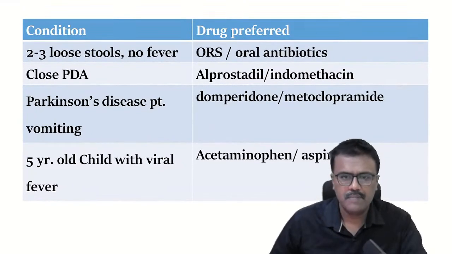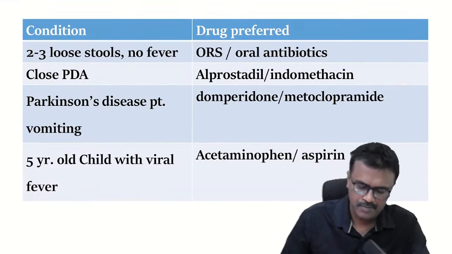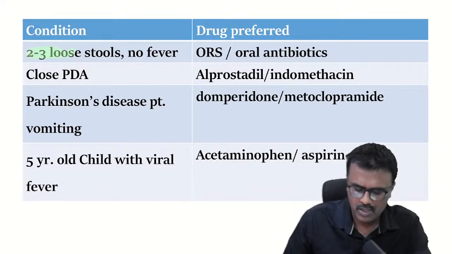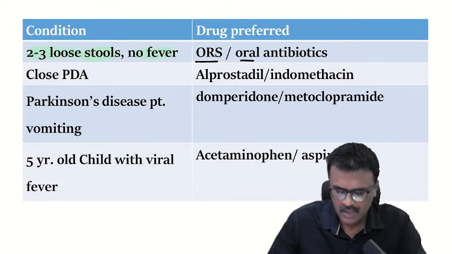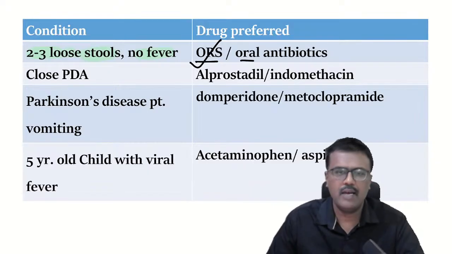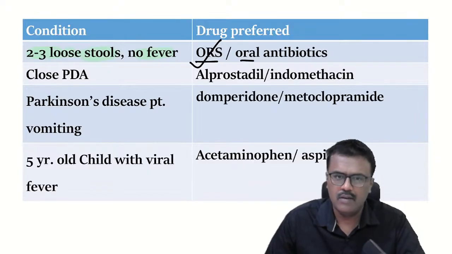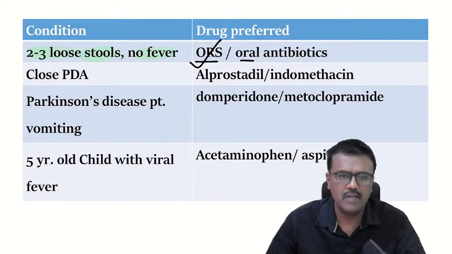So let us take up some more 50-50. Patient is having 2 to 3 episodes of loose stool, no fever. Will you prefer ORS or will you start oral antibiotics immediately? I will start ORS. It can be a mild condition, so give ORS. That is enough. Immunity will fight. Patient is not having fever. Then why would you want to give simply antibiotics?